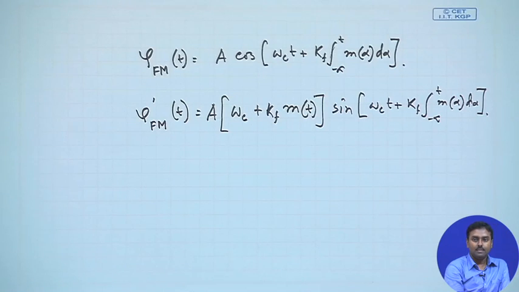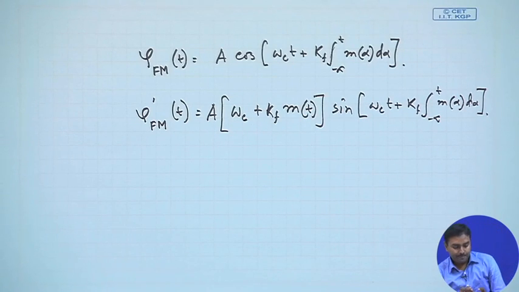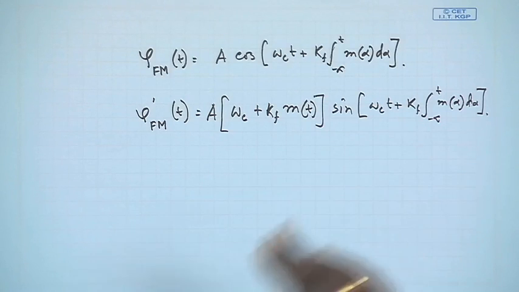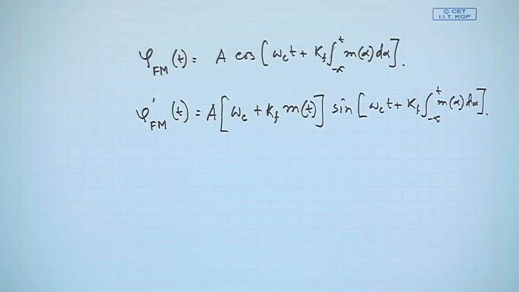So, what we can see is that if we just differentiate the FM modulated signal, it will generate another sinusoidal, but the whole signal varying part comes into the amplitude.